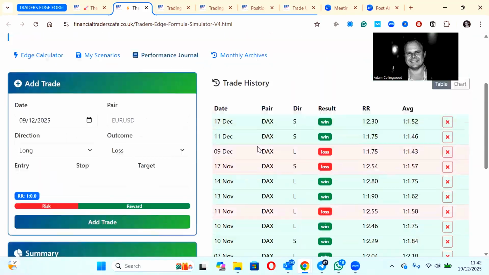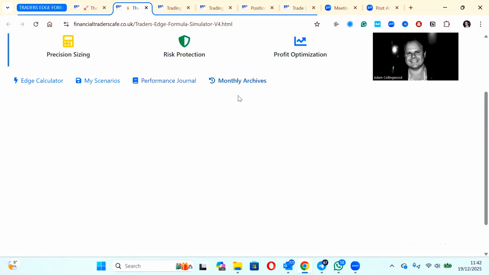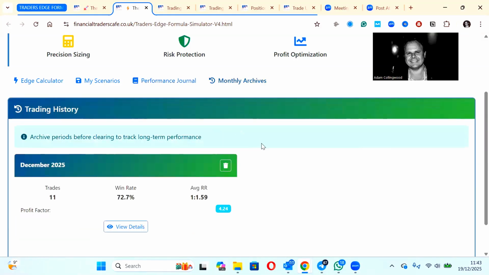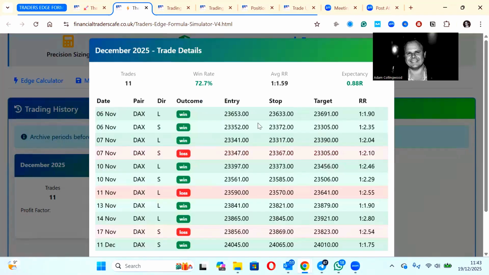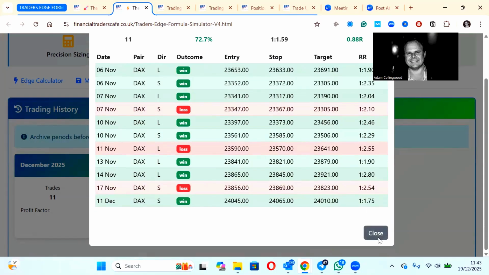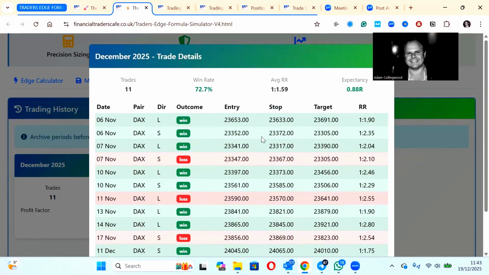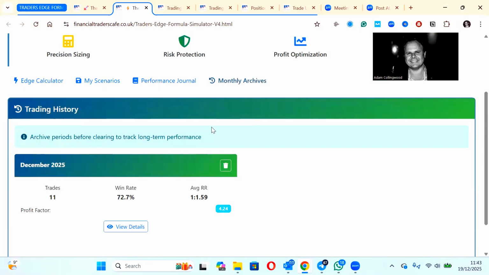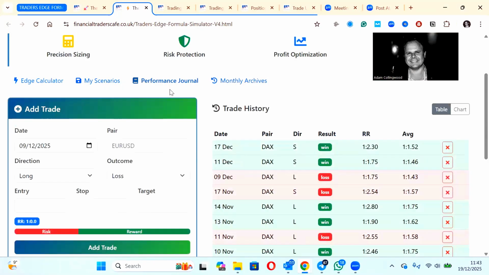All right. Again, this is a whistle-stop tour. I'm going through this really fast. Everything's archived, so you can go in here as well. So these are previous ones, just showing 11 trades made, 72.7% win rate, 1.59 RR with an expectancy of 0.88R. Okay. And so you can see that all those trades are recorded in here with the RRs on them and so on. So I'm going to close that now. This is key. This is all about the tracking.